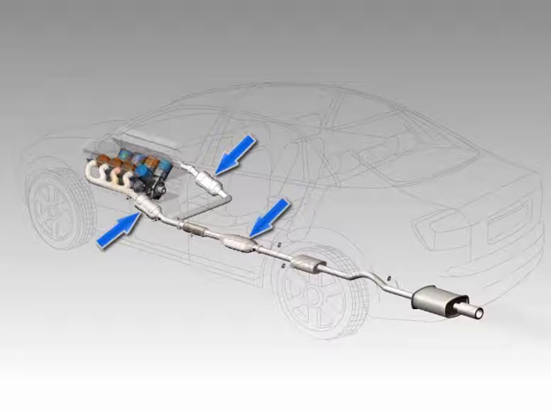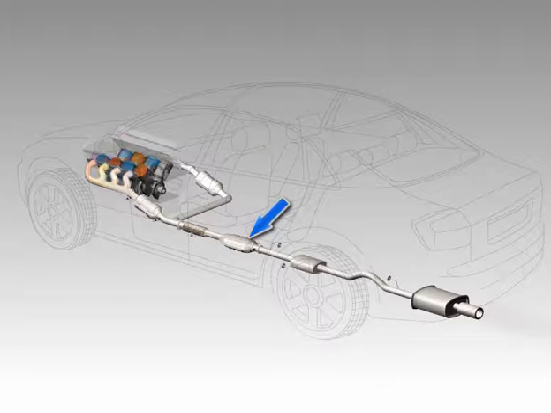This type of layout usually has three catalytic converters, one located on each side of the engine, right after the exhaust manifolds, and the third positioned after the flex pipe. Converters with this layout are often very expensive to replace, as the assembly often contains all three catalytic converters.